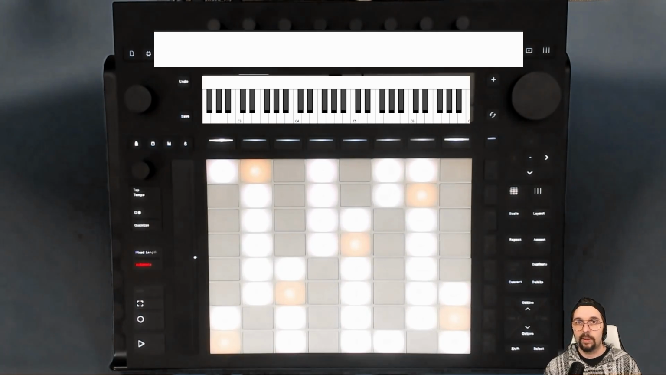You'll typically see this represented as Roman numerals from 1 to 7. Uppercase Roman numerals represent major chords and lowercase Roman numerals represent minor chords.